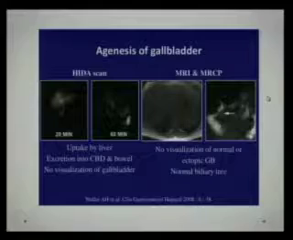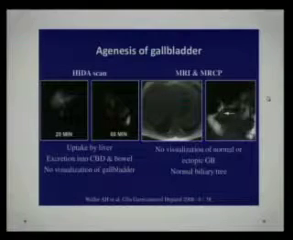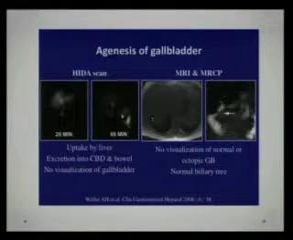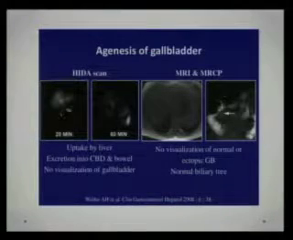So let's look at the HIDA scan. So here you see on the 20-minute image there is uptake in the liver, and then there is excretion into the common bile duct and subsequently into the small bowel. There is no visualization of the gallbladder. There is no gallbladder seen on the HIDA scan.